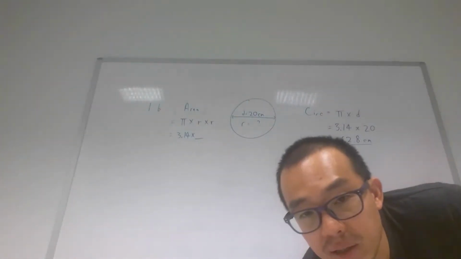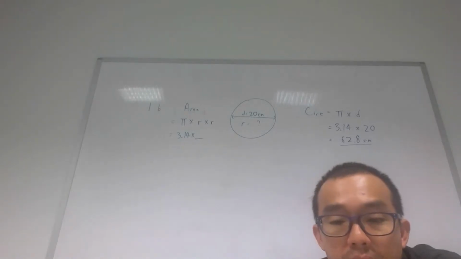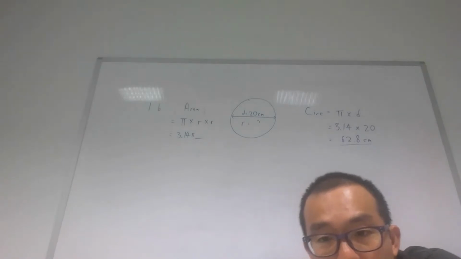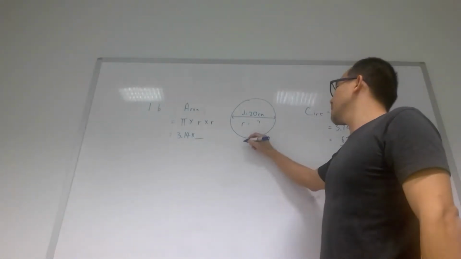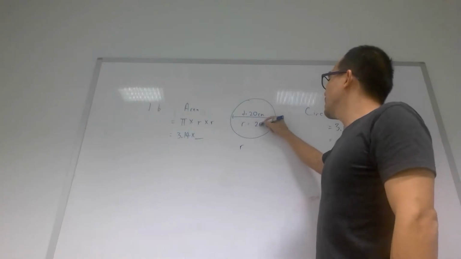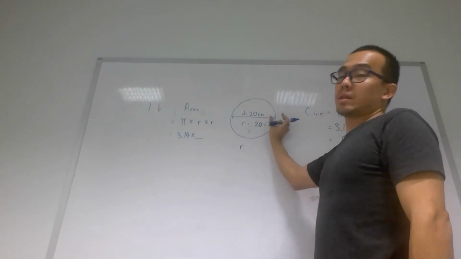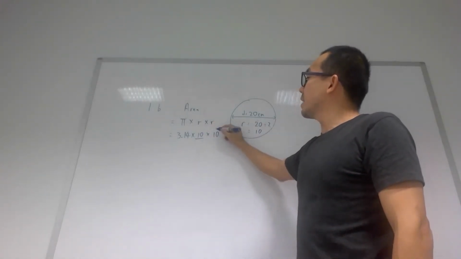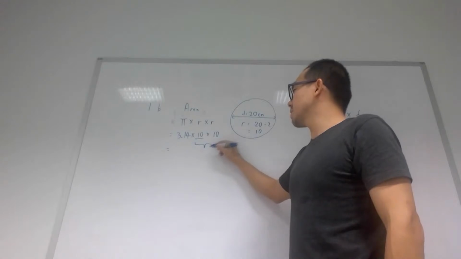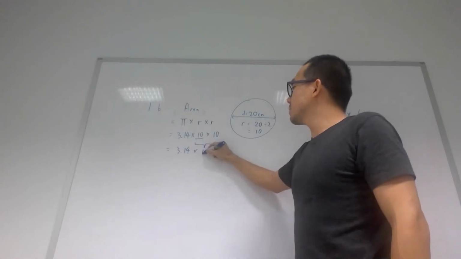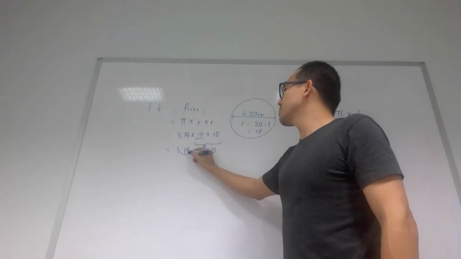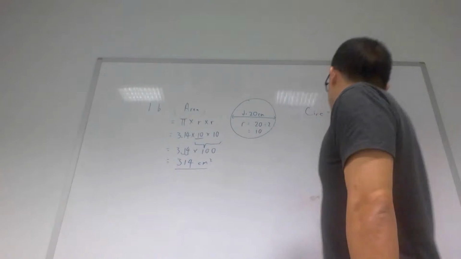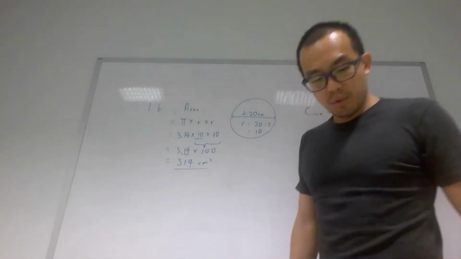Yes, Bishop. Okay, very good. Okay, Bishop, 10. How do you get 10? Radius equals 20 divided by 2. Now you divide, okay, Sam? 10. So you need to do 10 times 10. It's very simple because 3.14 times 100 is, you just move the decimal places, equals 314 square centimeters.